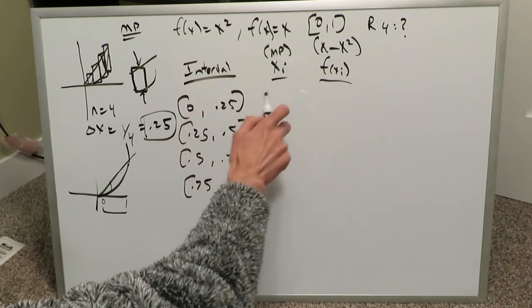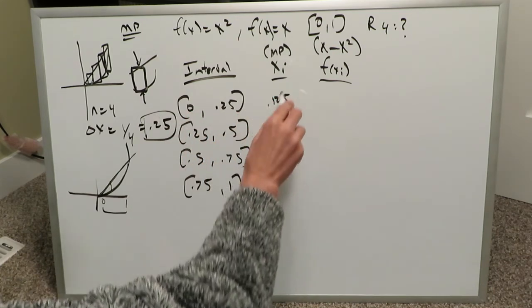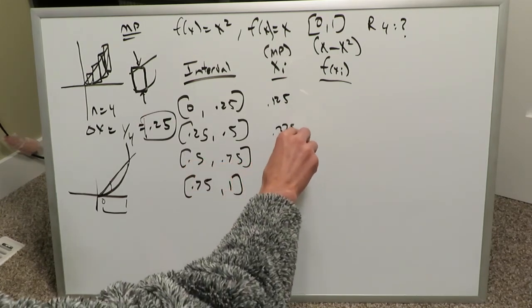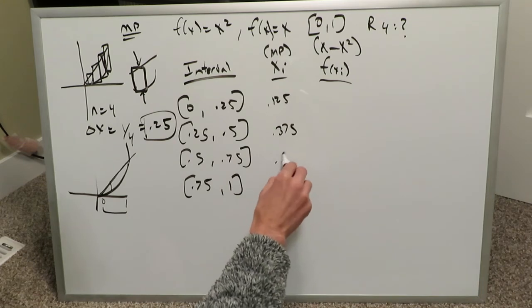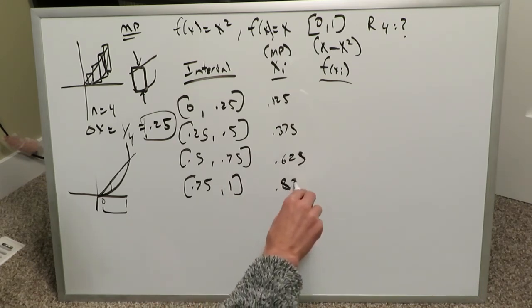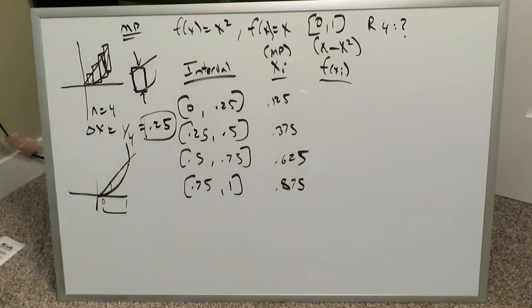The middle of 0 and 0.25 is 0.125. The middle of 0.25 and 0.5 is 0.375. The middle of this is 0.625. And this right here would be 0.875. And so we're running 0.125 through this formula right here.